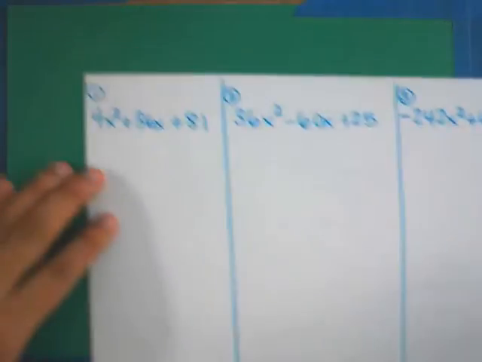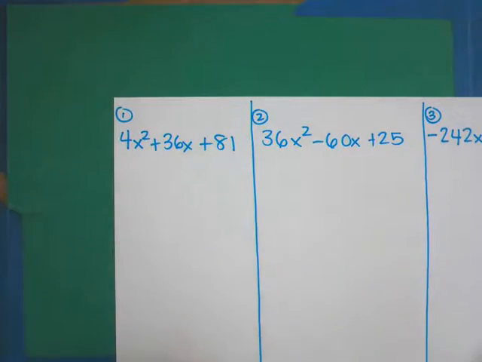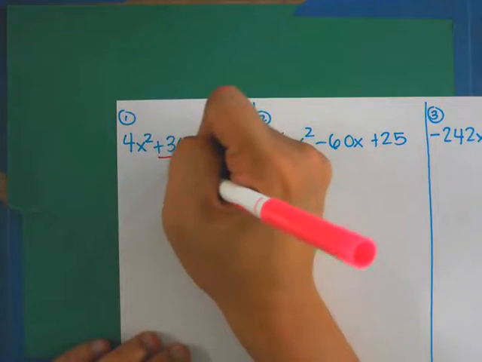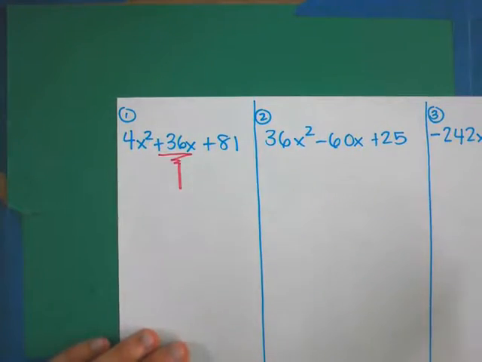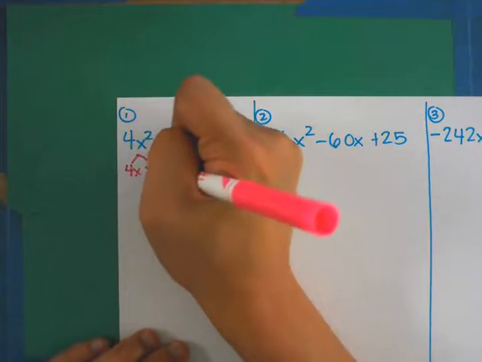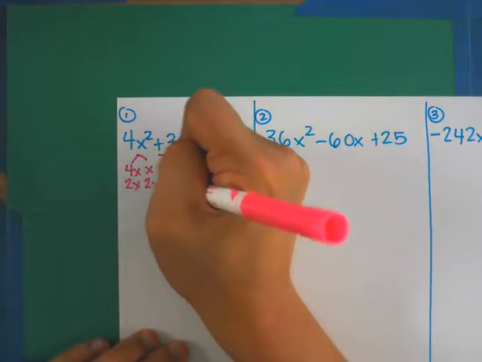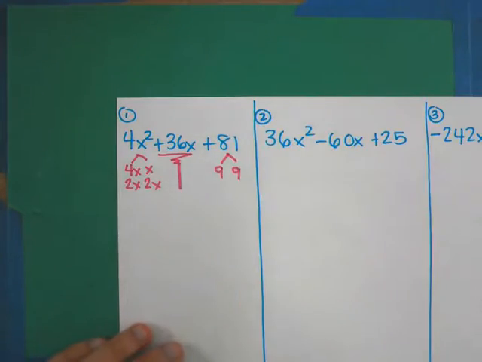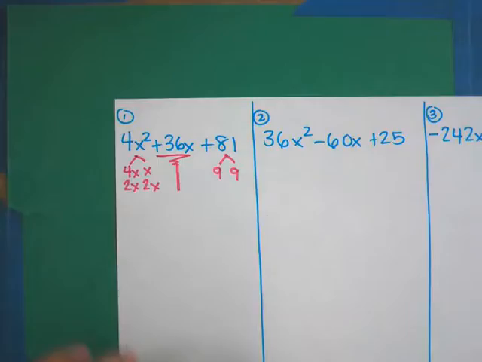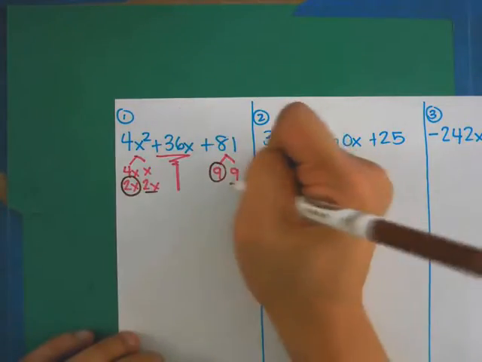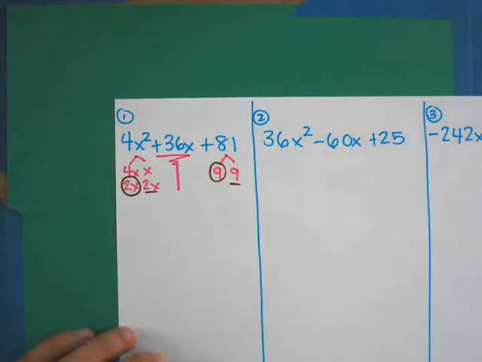Okay, well, here are the explanations. I'm going to start off with number 1 first. We can't GCF anything, and so we are going to do this format over here. We're going to break up the 4x squared into 4x and x. There's also a possibility of 2x and 2x. 81, I immediately think of 9 and 9. And then I think the pair that's going to work is the 2x with the 9, and the other 2x with the other 9.